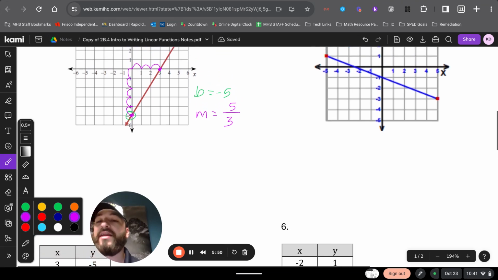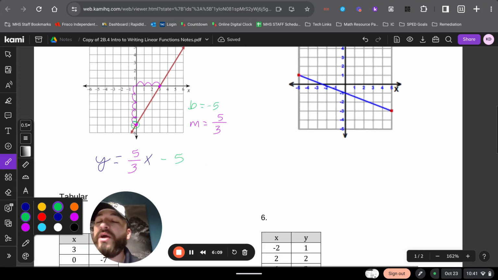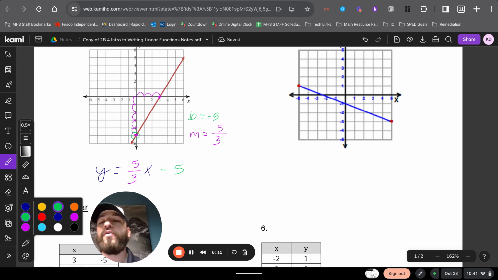So now that I know what my y-intercept is and I know what my slope is, I can write that equation in slope-intercept form. So y is equal to 5/3 x and then -5. Okay. And of course, if I wanted to, I could also write this in point slope form. I would use that same slope that we found of 5/3. And then I can pull any other point off of my equation.